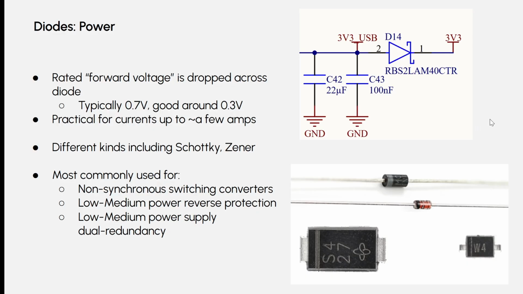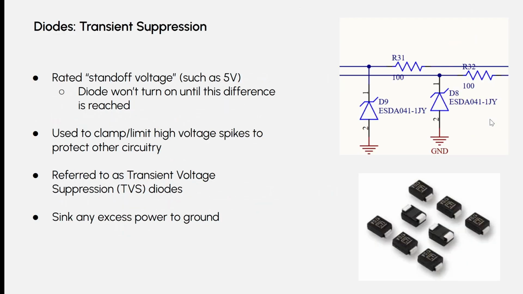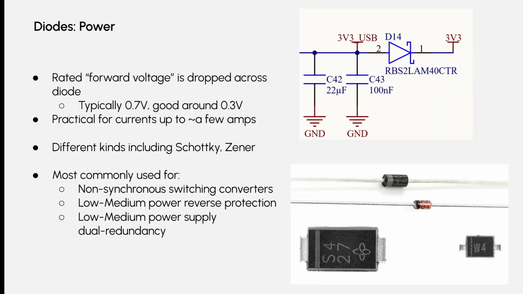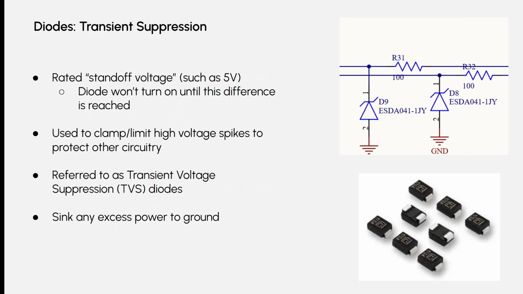We use these across the flight system. I think there's at least 2 or 3 hanging around. Another nice, more niche, but very important use of diodes is suppressing transient voltages. So with our previous diodes, you try to get as low a voltage drop as possible. Think 0.7, 0.3 volts, and that's the goal.